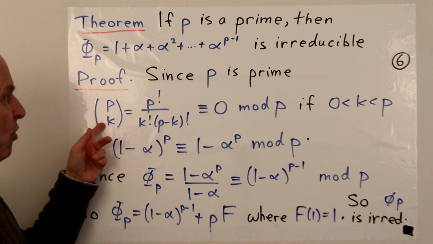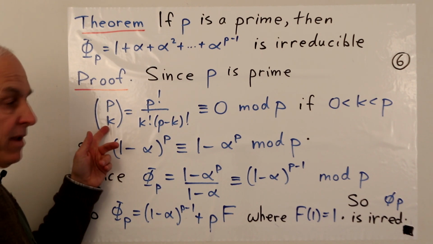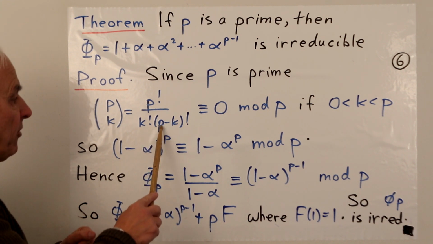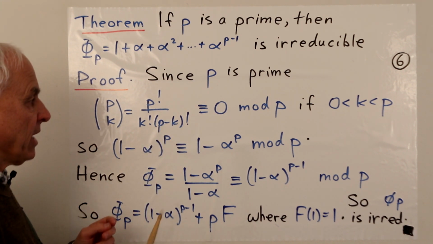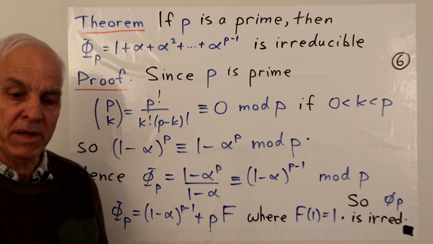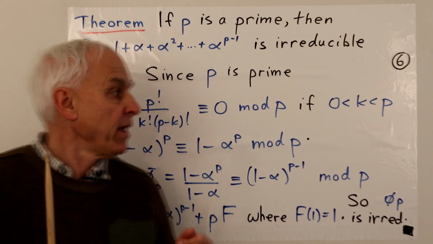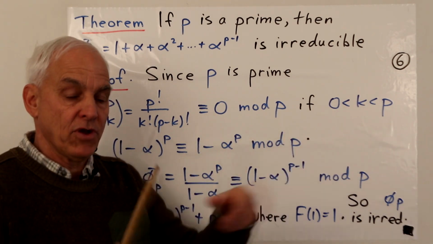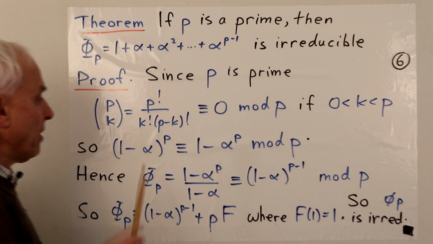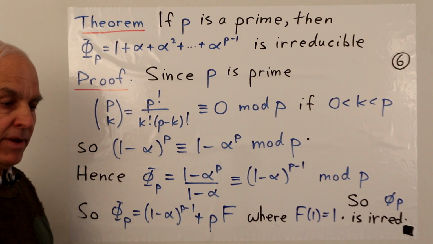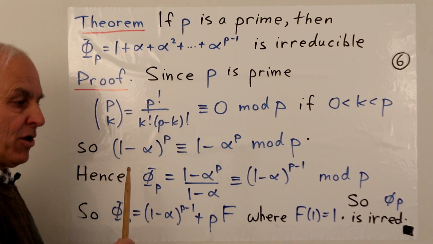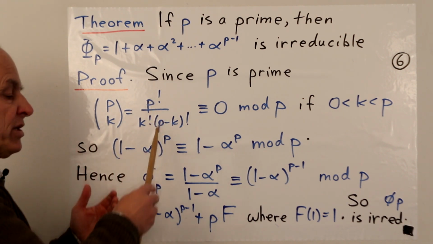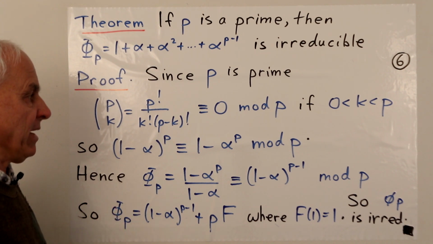And so the binomial coefficient p choose k, which has the form p factorial over k factorial times p minus k factorial, is going to be most of the time congruent to 0 mod p. In other words, it's going to be divisible by p. If the k value here is between 0 and p, so not equal to 0, not equal to p, then both of these terms down here are non-zero. And the factor of p occurs only in the numerator. So that means that this quotient is going to be divisible by p.